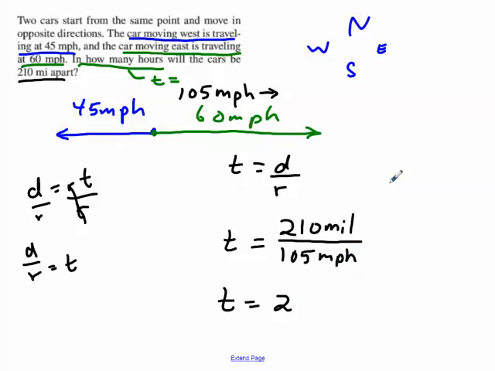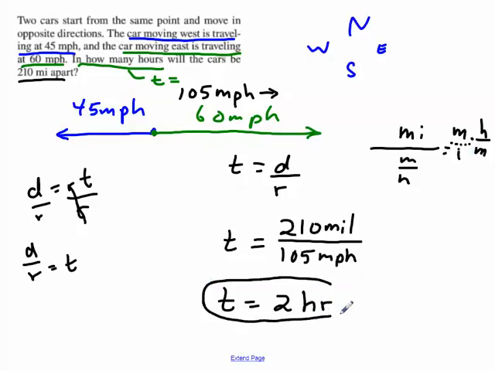Miles divided by miles per hour is the same as miles times the reciprocal of this, hours per mile. And we can say that this is over 1. Miles cancel out, and we've got hours. 2 hours. My answer is 2 hours.